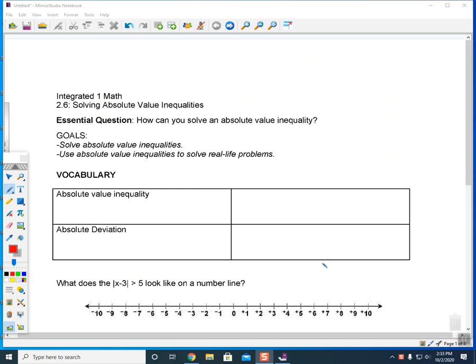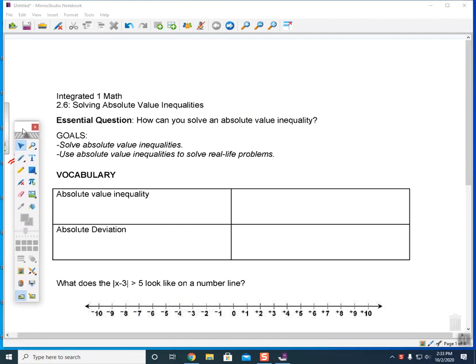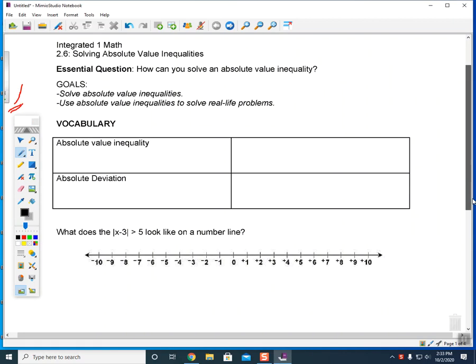All right, we have been talking about inequalities, and we've done some compound inequalities, adding and subtracting, multiplying, dividing, all that great stuff. We are going to move on to solving absolute value inequalities, and so we've got a couple definitions here first.